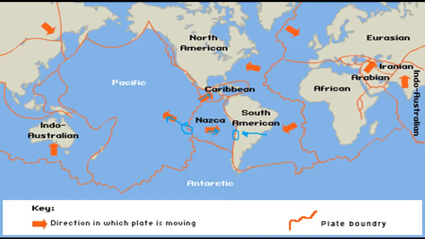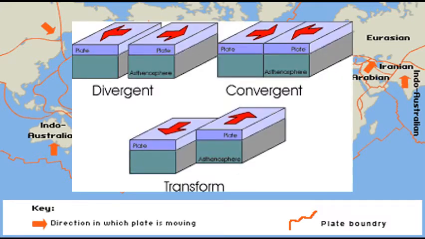And you can imagine that there's basically three different ways that these plates could be moving relative to each other. They could be moving away from each other, and that means divergent. They could be moving towards each other, or convergent. Or one could be moving that way and the other one's moving that way. They're moving sideways to each other, and that's called a transform boundary. So we need to talk about all these.